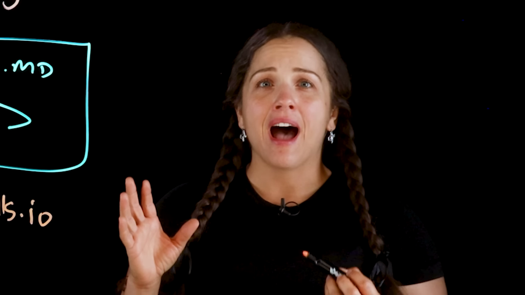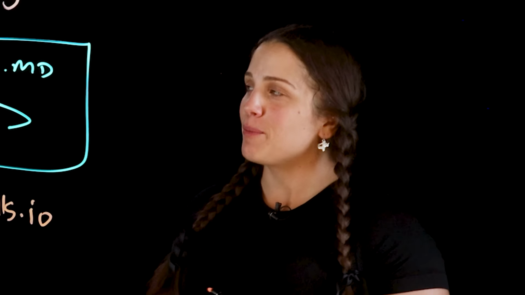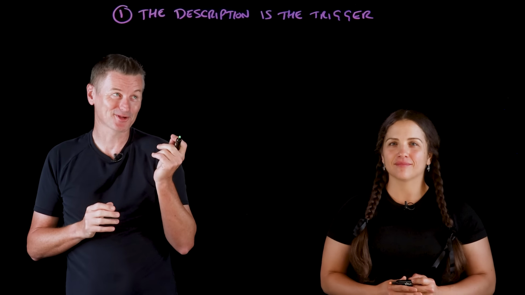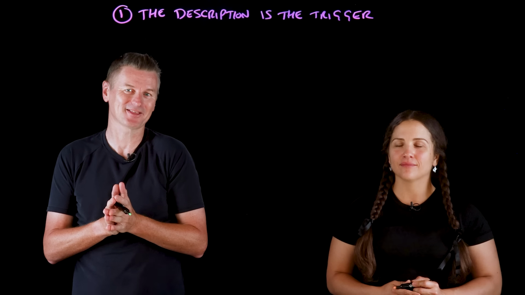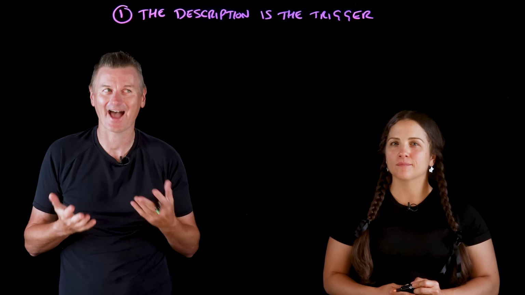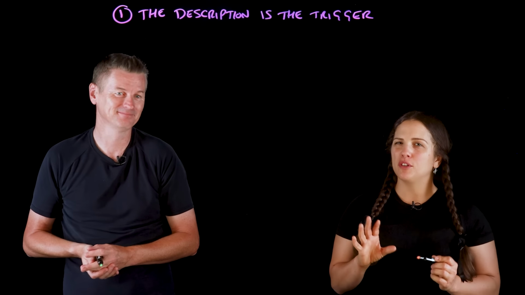So, Martin, how about we get started with best practice number 1? Let's do it. Best practice number 1, the description is the trigger, by which I mean it's the agent description that decides whether a skill ever actually runs. And by description, you mean?